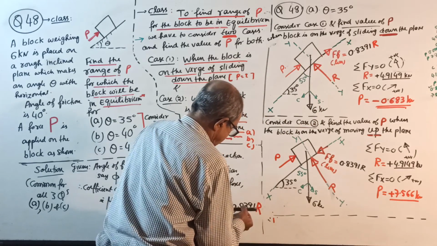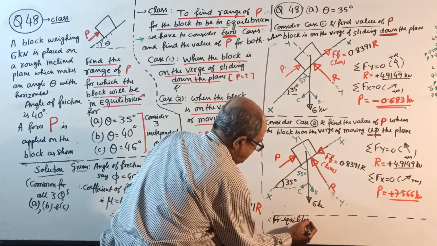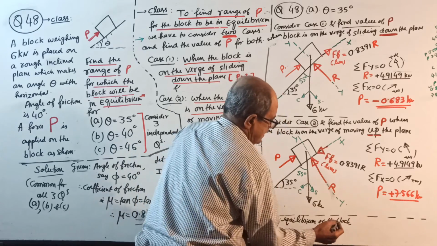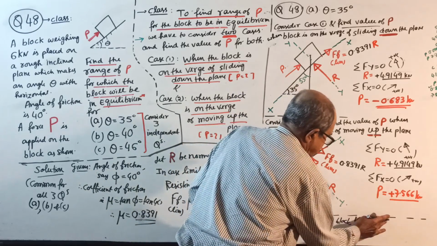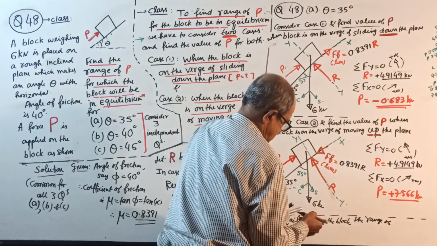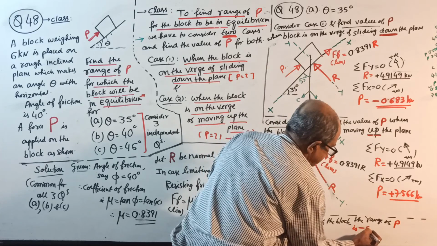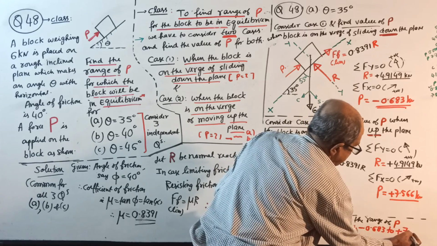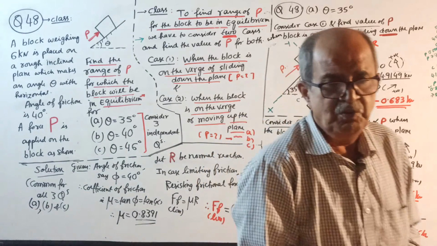Therefore, black I will write. For equilibrium of the block, the range of force P is, I write the answer, minus 0.683 to plus 7.566 kilonewton. I think I have gone too much below the camera.